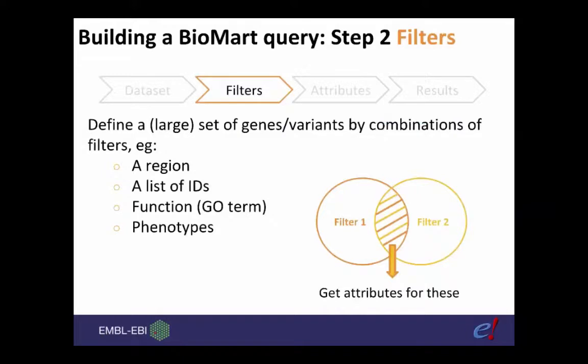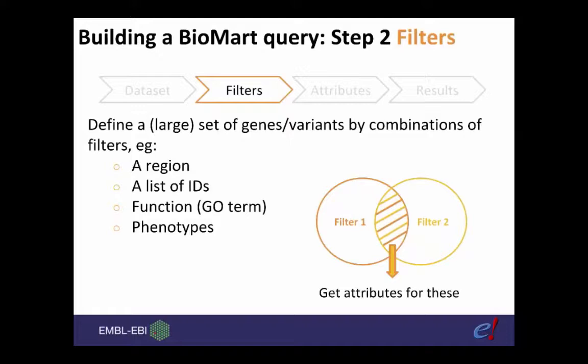Once you've defined that, then you need to apply some filters. You can define a large set of genes or variants or regulation features by a combination of filters. So you could say, okay, I'm interested in chromosome Y, and I want to find all protein coding genes within this region that are associated with a particular phenotype, for example. And then you would reduce the data set down to a set that matches all of these requirements in your filters.